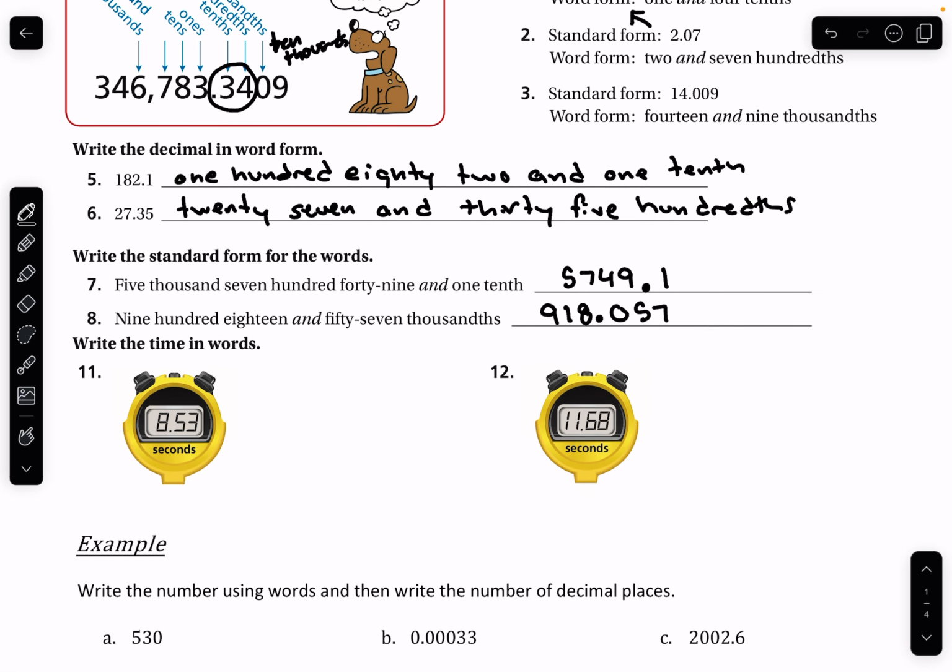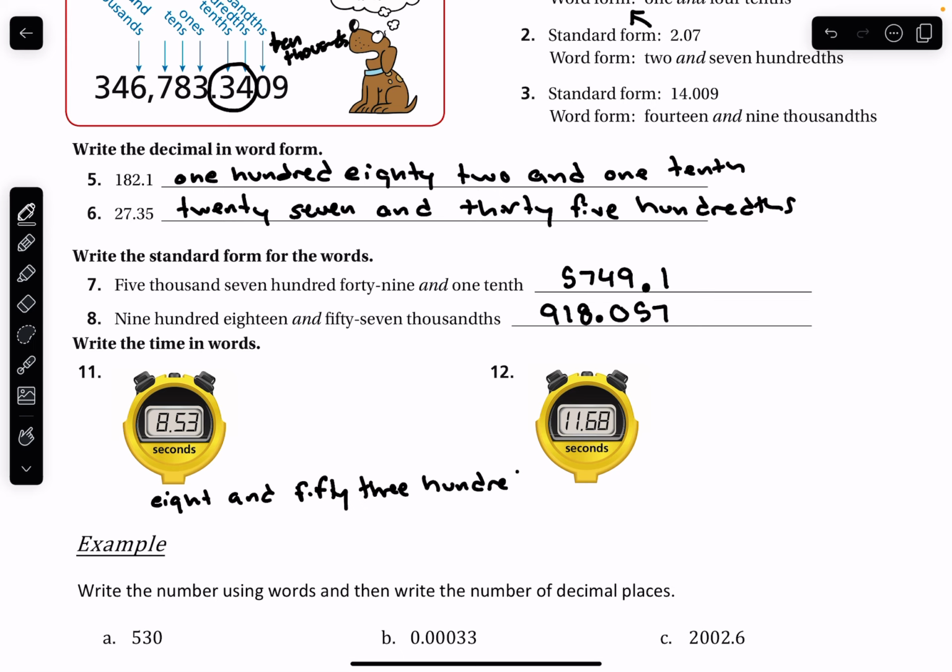Write the time in words. We just practiced that, so we're going to go a little bit quick. 8.53 seconds. You are going to say 8. That's not a word. Wow. Long day. You are going to say 8 and 53. And then what's that place value? It's the hundredths. You would say 53 hundredths seconds because those are our units that we're using. We're using the units seconds.